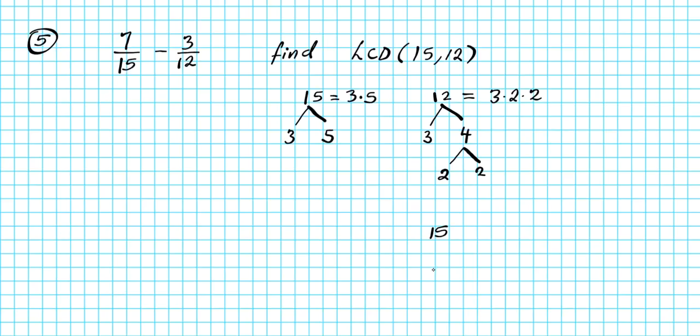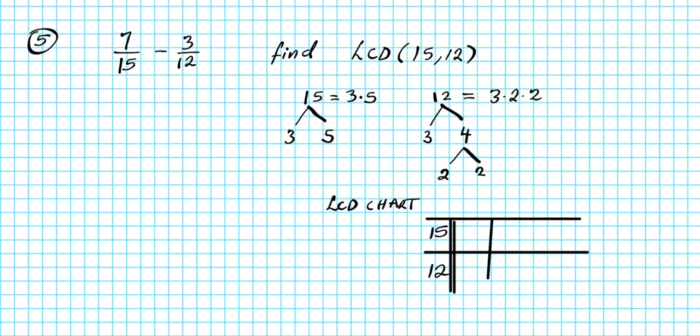Now we're going to create our LCD chart and use it to find the LCD of the two numbers. All we'll do is put the numbers to the left side, and then we're going to organize their factors, the product of primes. But there's a strategy that we'll use in organizing the factors. This is the rule: you cannot have different factors in the same column. Only identical prime factors can be in the same column.